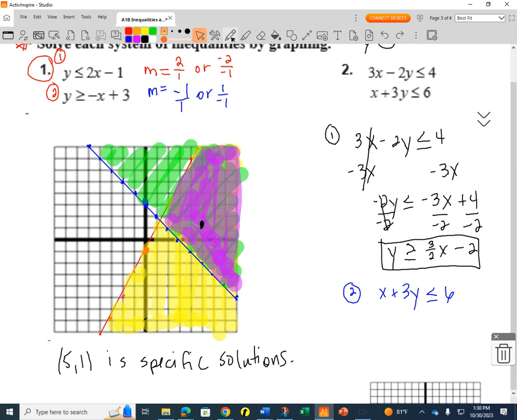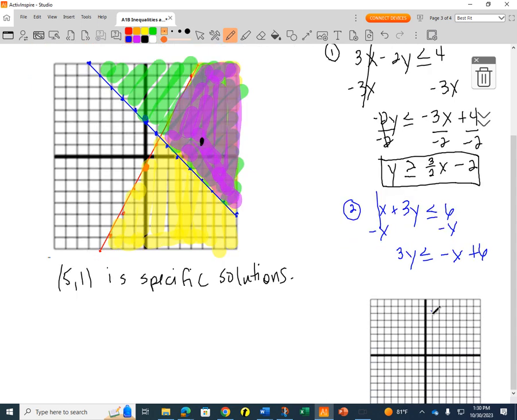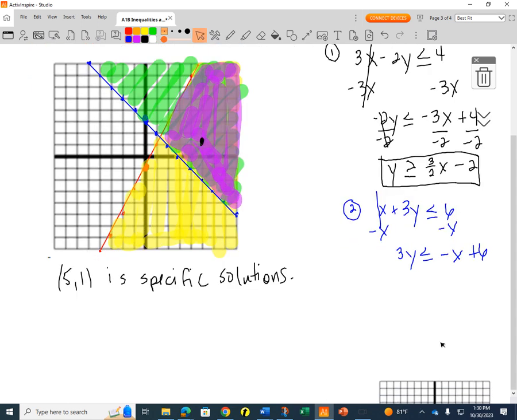x, so we subtract x. That leaves us 3y is less than or equal to the opposite of x plus 6, or you guys all usually say negative x. The y is not by itself yet, so I divide everything by positive 3. Now because we're dividing by positive, we do not flip that inequality, remember? So that's going to stay a less than or equal to.